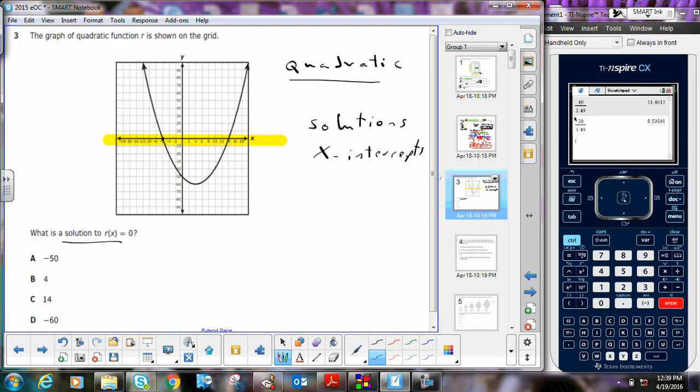So I see 2 points. The first one is -6. The second one is 14. Now, which one do I see in the choices? I see 14. So that's the answer. This is the simple question you could have.